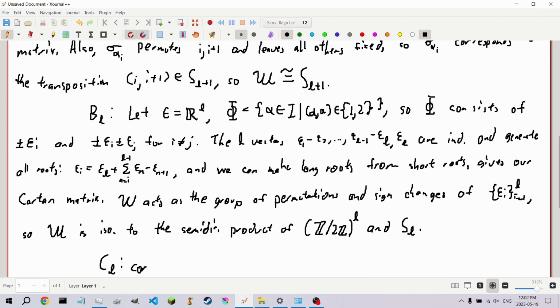CL corresponds to the root system dual, which I think is a concept they introduced on a homework. I'll check into that later. Of BL, but it's easy to see how this works in the context of a Dynkin diagram.